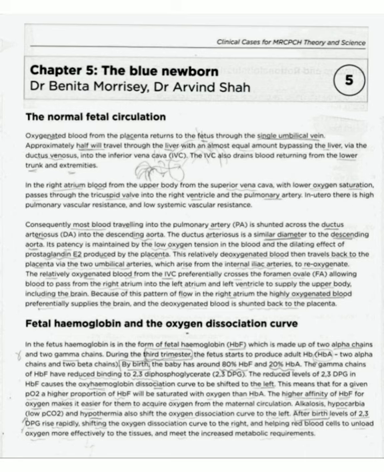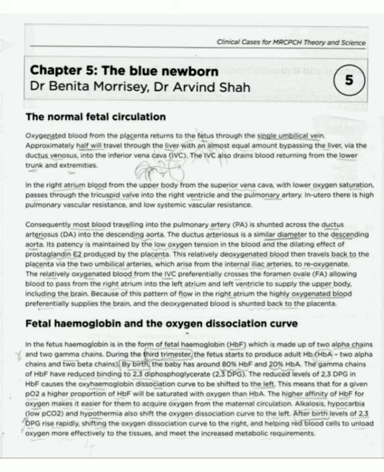Now fetal hemoglobin and the oxygen dissociation graph. In the fetus, hemoglobin is in the form of fetal hemoglobin, which is made up of 2 alpha chains and 2 gamma chains. So in the fetus, hemoglobin is HbF. It is made up of 2 alpha chains and 2 gamma chains.